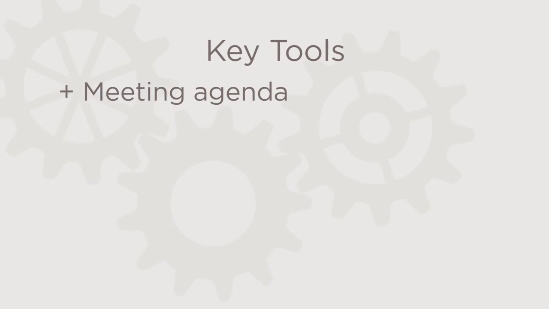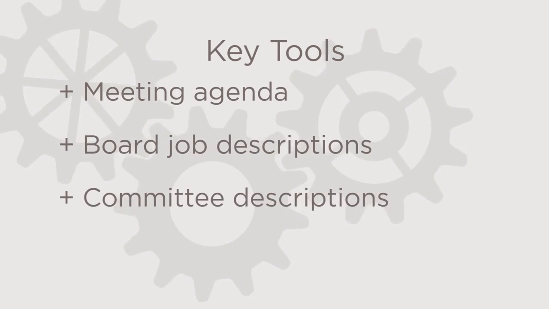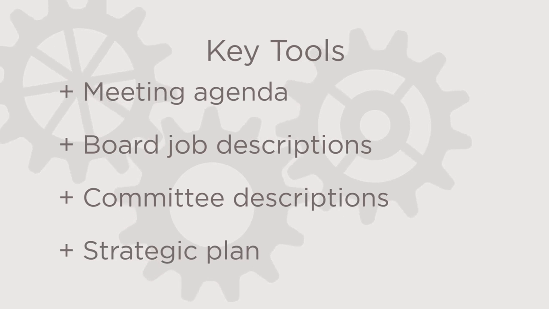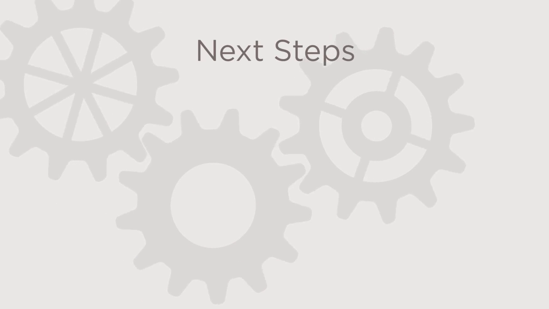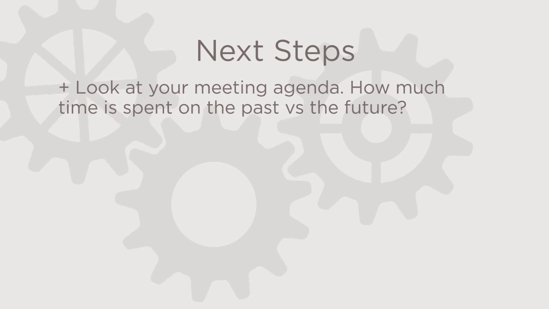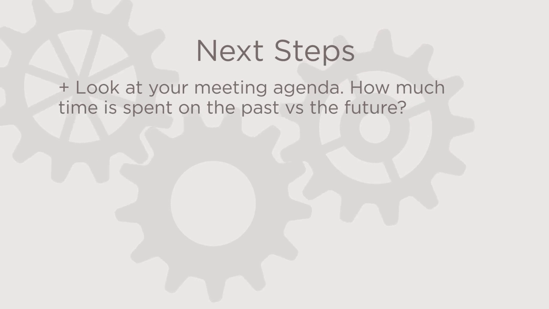So what would be the next step? Well, there's some key tools that you might think about: your meeting agenda, board job descriptions, committee descriptions, and a strategic plan. There are some next steps that you might consider, like look at your meeting agendas. How much time is spent on the past versus the future?